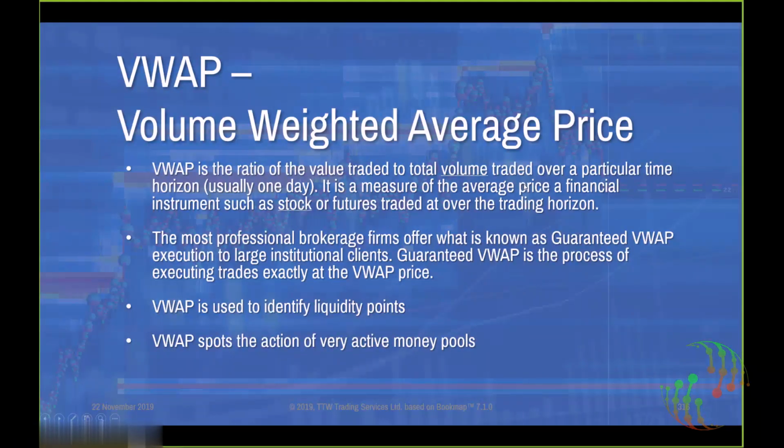An indicator I personally observe really every day, and that's the VWAP. Because VWAP is the ratio of the value traded to total volume traded over a particular time horizon. It is a measure of the average price of a financial instrument such as a stock or future traded over the trading horizon. Most professional brokerage firms offer what is known as guaranteed VWAP execution to large institutional clients. Guaranteed VWAP is the process of executing trades exactly at the VWAP price.